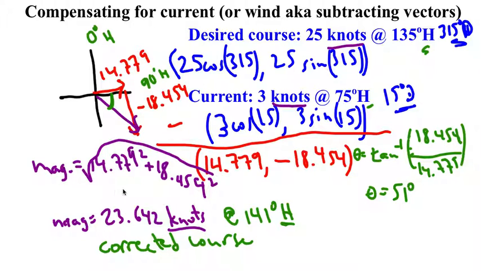So notice how this is a different velocity, different speed. Now we're going about 24 knots instead of 25 because the current is helping us out. And we're steering certainly in a different direction because it's pushing us in a different direction. And that, as they say, is that.